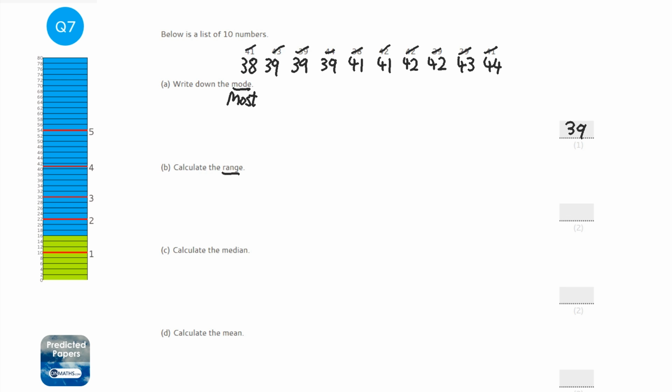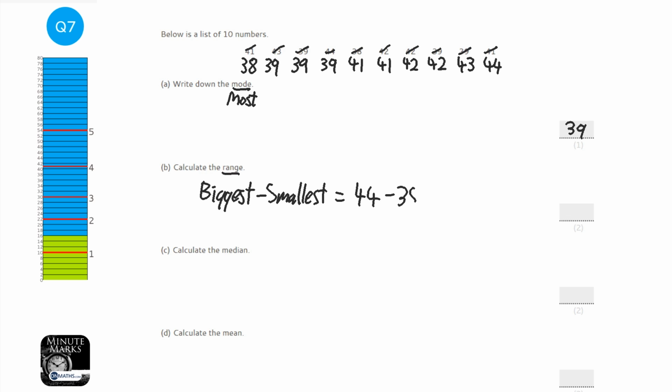The range is the biggest take away the smallest. And again, this is a lot easier when they're all lined up. So it's 44, which is the biggest, take away the smallest, which is 38. Now, I know that you can do this in your head, but use your calculator anyway. Why not? Because this is a calculator question, but we know the answer is going to be 6.